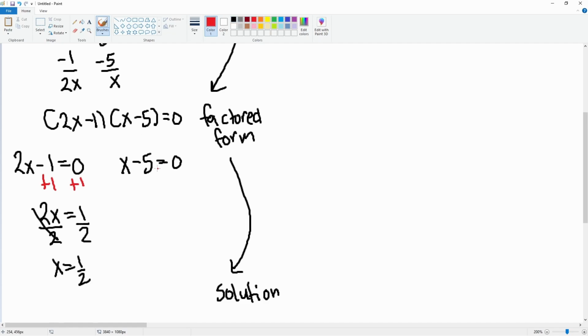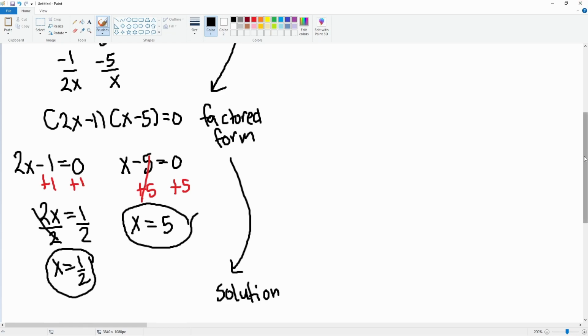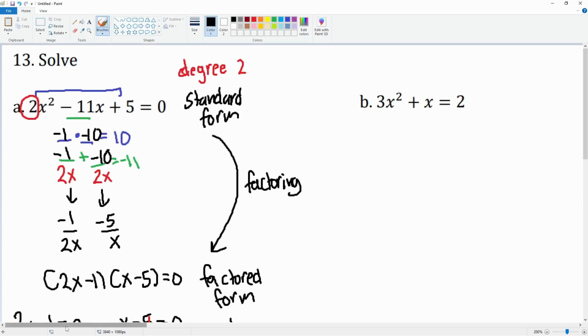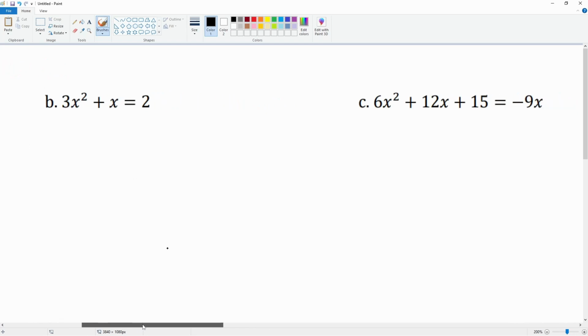Here we have an x minus 5, so we're going to add 5 to both sides. The minus 5 and the 5 cancel, leaving you with x is equal to 5. So your solutions are x is equal to 1/2 and x is equal to 5. That here would be your two solutions. And again, it has to be two solutions because this is a degree 2.